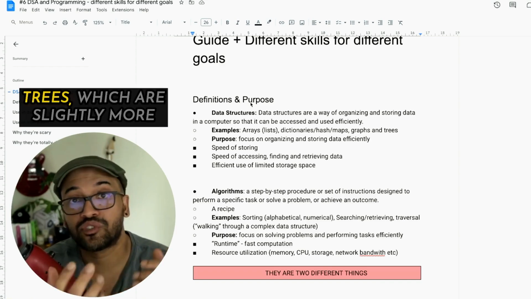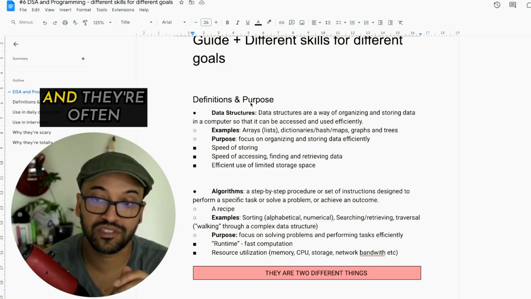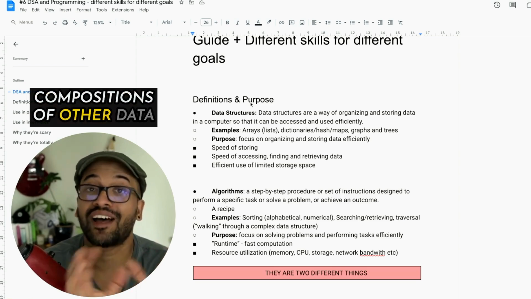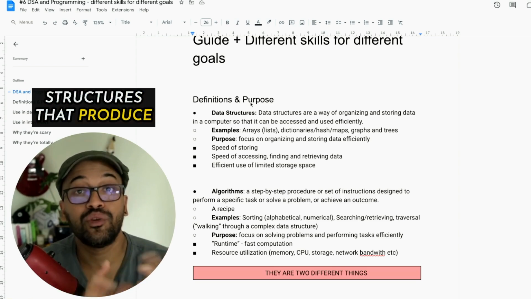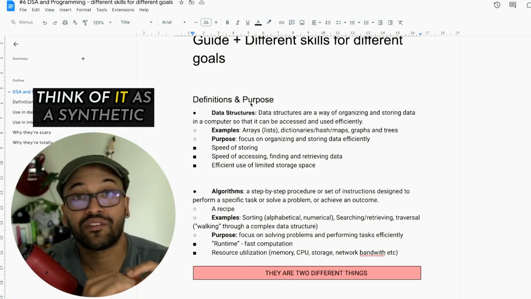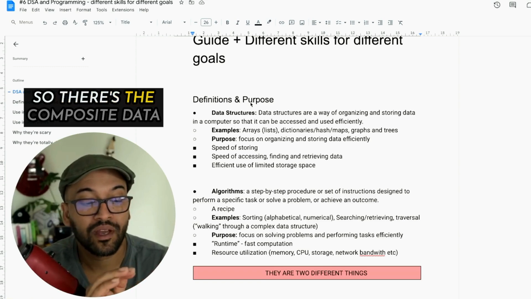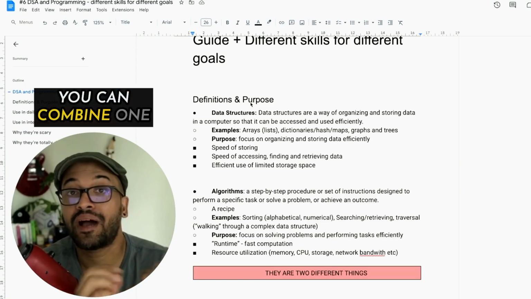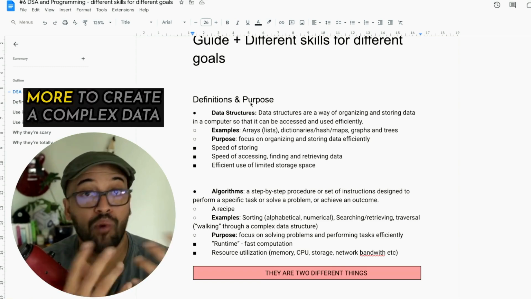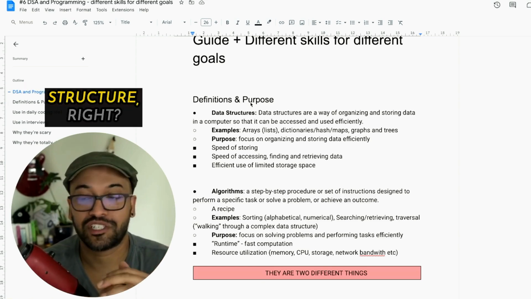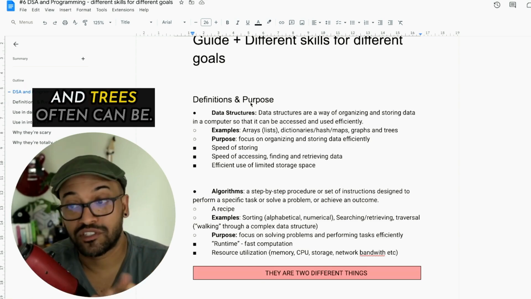Then there are graphs and trees, which are slightly more advanced data structures, and they're often compositions of other data structures that produce this kind of a complex. Think of it as a synthetic data structure, but that's probably not the right word for it, right? So there's the composite data structures. You can combine one or two data structures or more to create a complex data structure, right? And so that's what graphs and trees often can be.